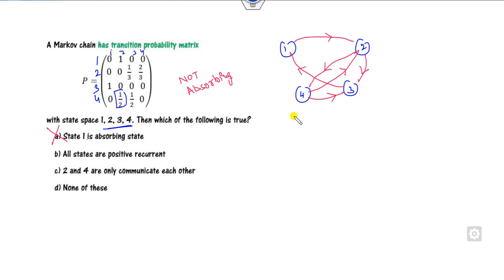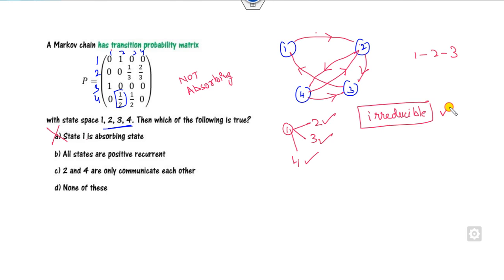Look at that. If you start from the 1, is it possible to go from 1 to 2, 1 to 3, or 1 to 4? 1 to 2 is possible. If I go from 1 to 2 and then 2 to 3, it is also possible. 1 to 4 can be possible. If I go from 1 to 2 and then 2 to 4, it is also possible. So it means this is my irreducible. Fine. Similarly, 2 to 1 is possible, 2 to 3 possible, 2 to 4 possible, 3 to 1 possible, 3 to 2 and 3 to 4 possible. So that's irreducible. That's fine.